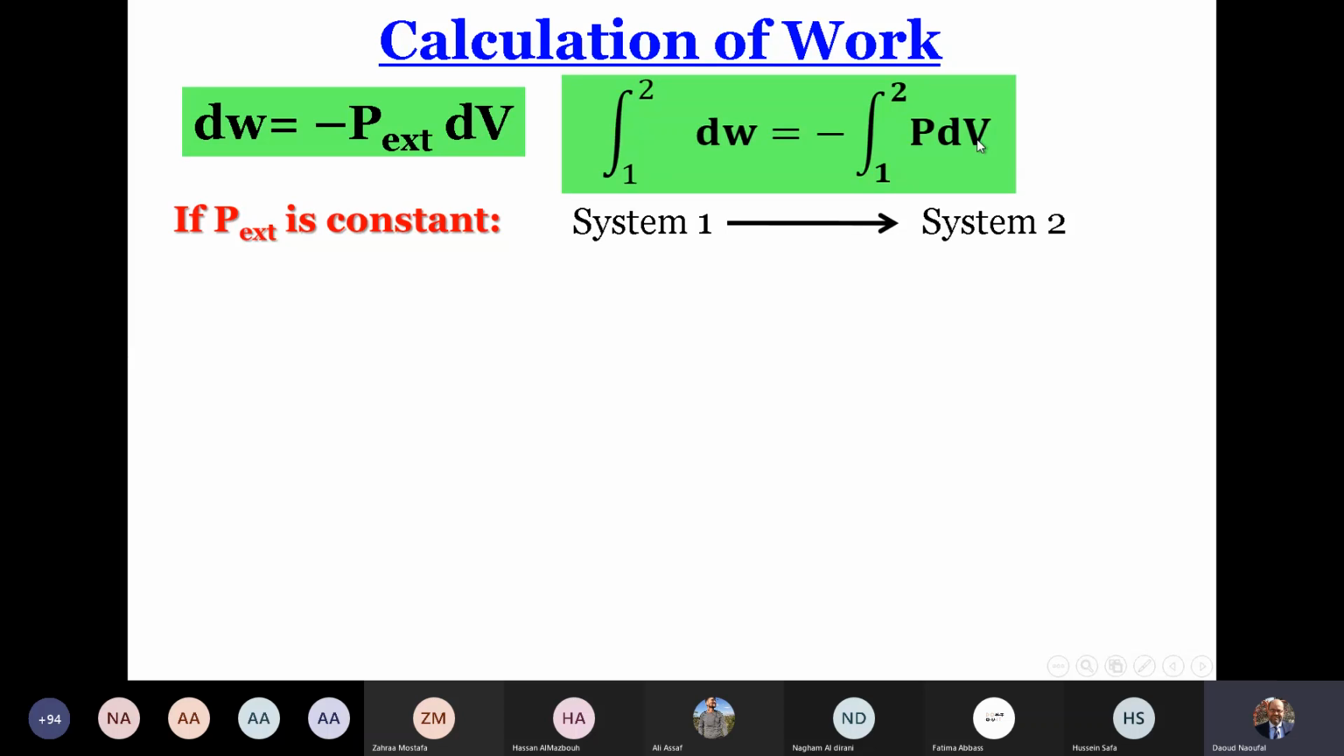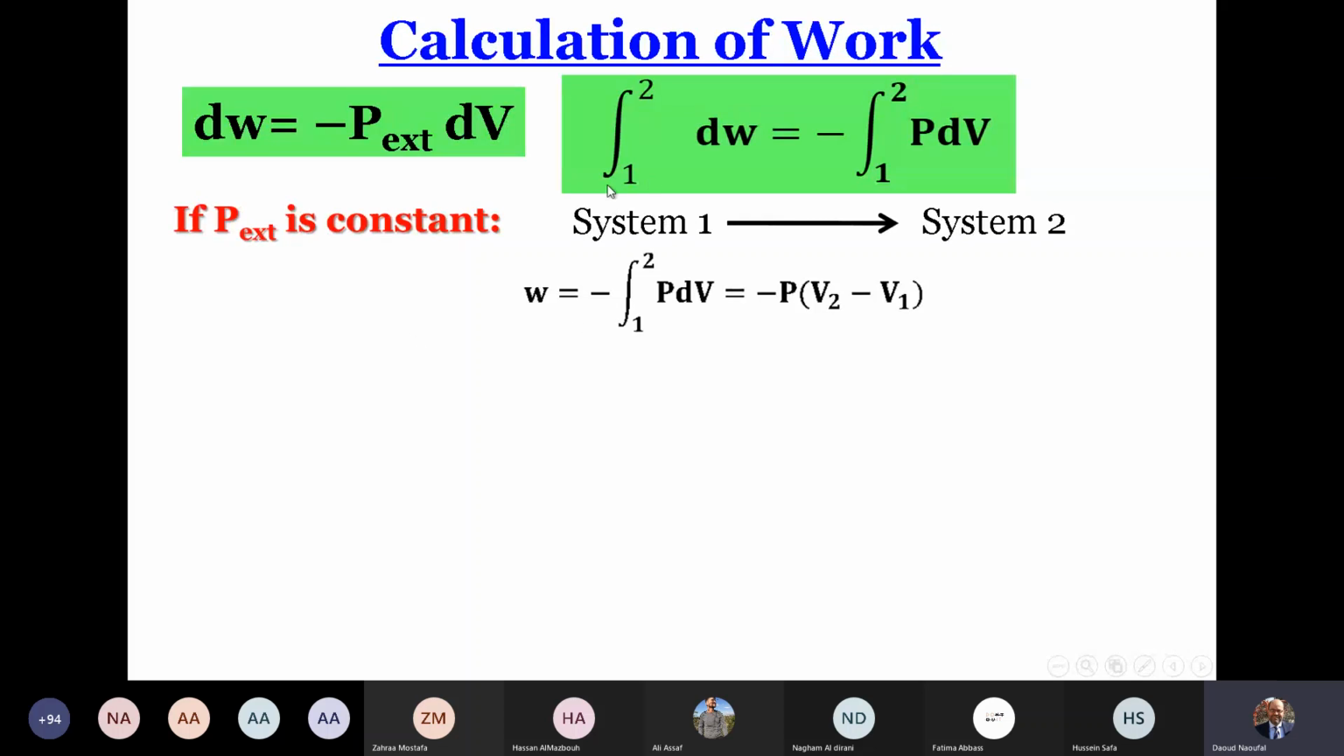We have two cases. Either the pressure is constant, so it's independent of the volume and P can be put outside the integral, or the pressure depends on the volume, so we have to substitute the pressure by its function of the volume. Then we solve the integral. Instead of P, we put a function of volume times dV, and we solve the integration of f(V) dV.